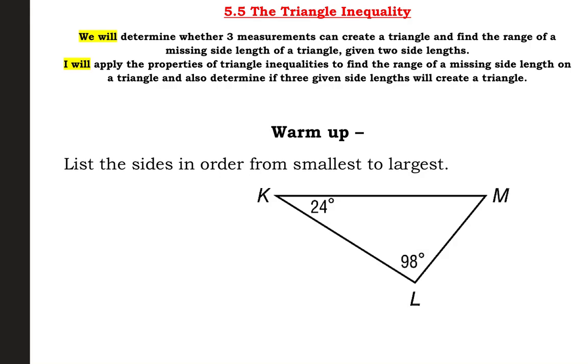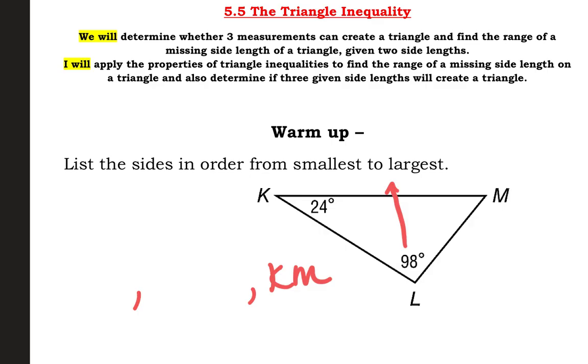List the sides in order from smallest to largest. Before we start listing them, because we do have 98, which we know will more than likely be the largest side, right? So we can say K to M would be the largest side. We need to figure out that other angle so we can identify the smallest side.